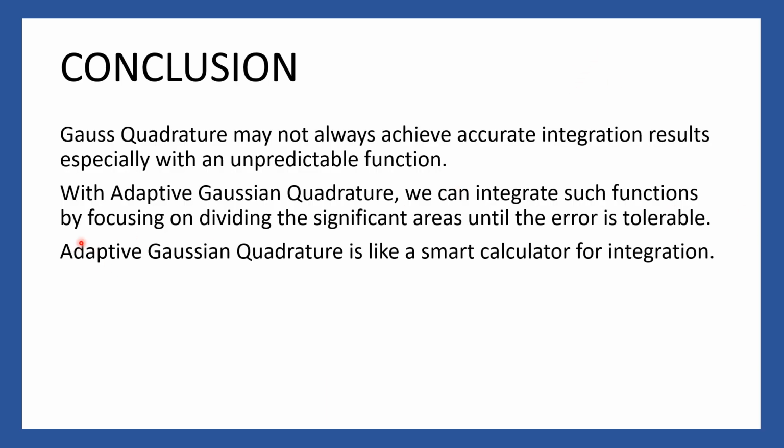So the conclusion is that Gauss quadrature may not always achieve accurate integration results, especially with an unpredictable function. But with adaptive Gaussian quadrature, we can integrate such functions by focusing on dividing the significant areas until the error is tolerable. Adaptive Gaussian quadrature is like a smart calculator for integration.